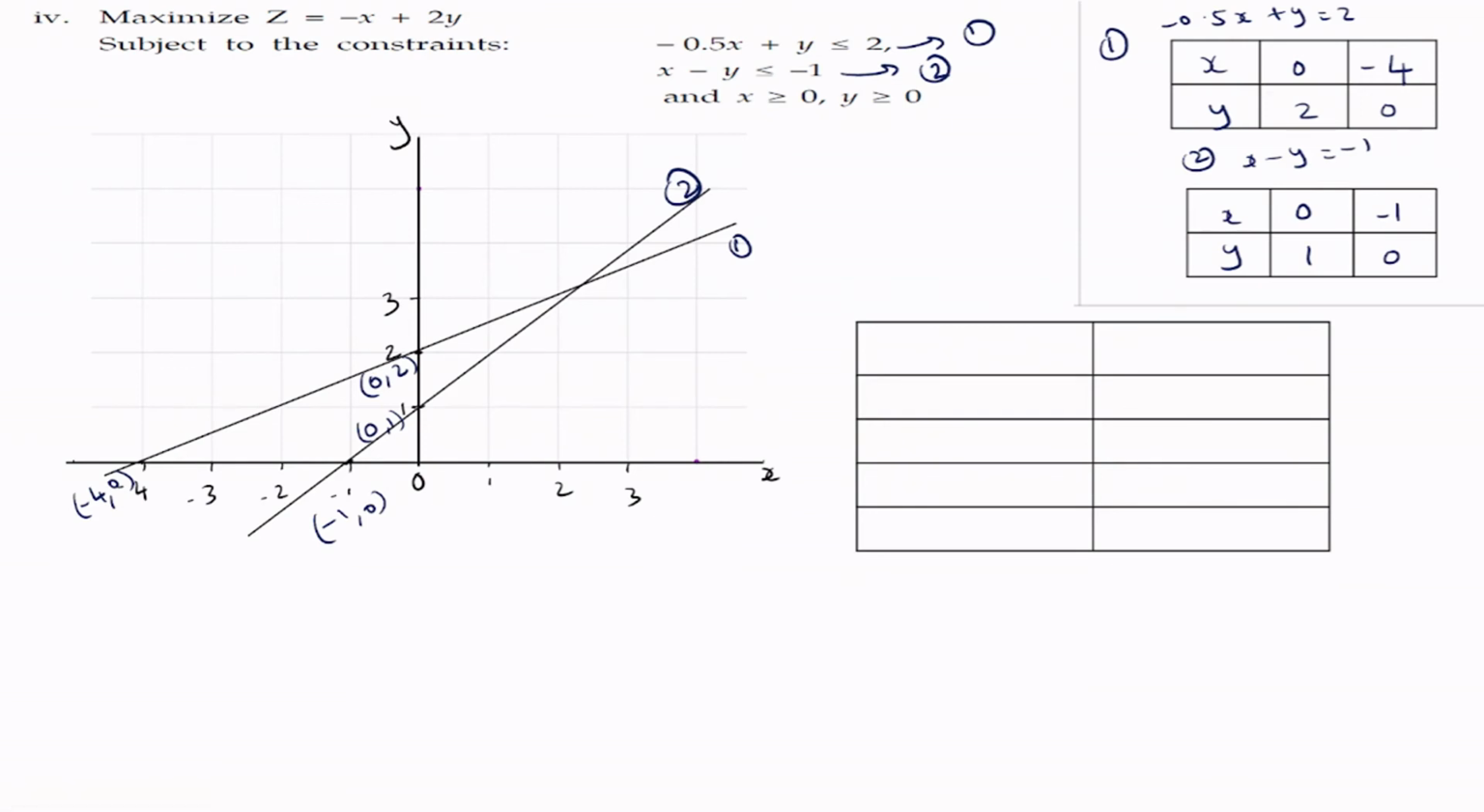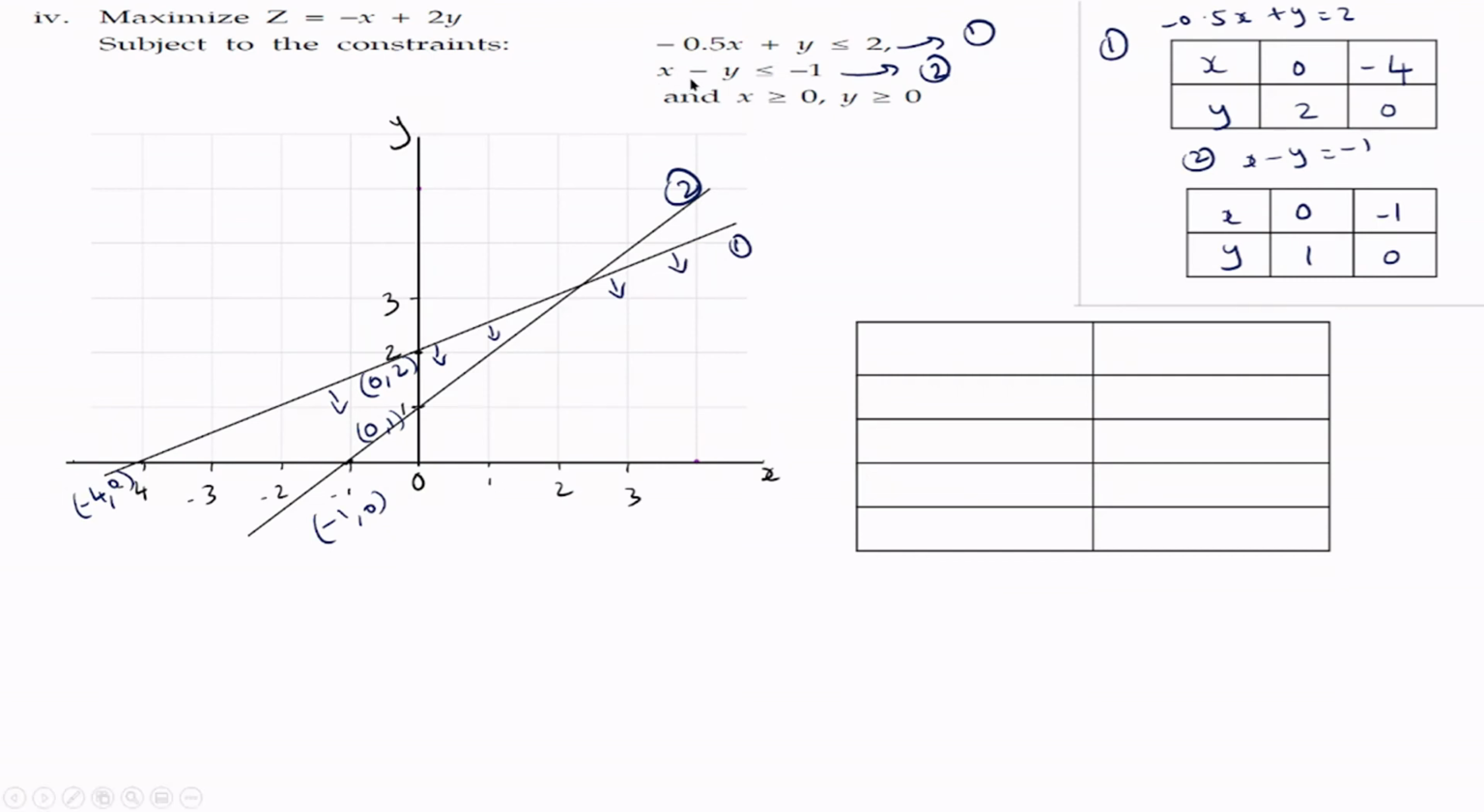Now let us find the feasible region. Now if we take the origin and take the first inequality minus 0.5x plus y less than or equal to 2, if we substitute x as 0, y as 0, then 0 is less than 2, which means the origin lies in this region. So the region corresponding to the first inequality is this part.